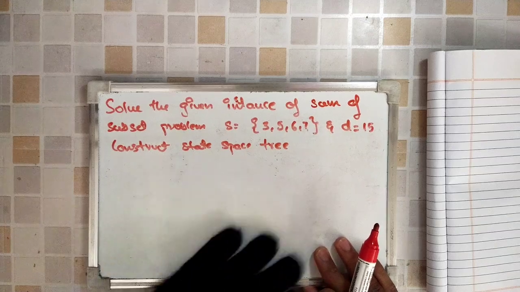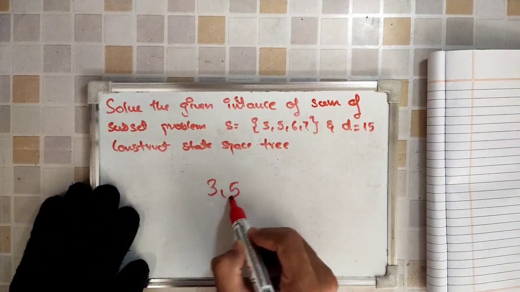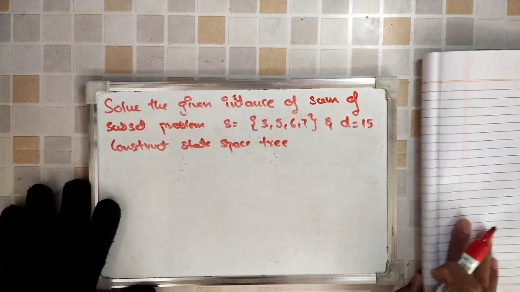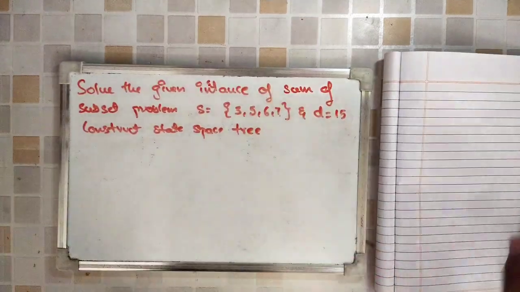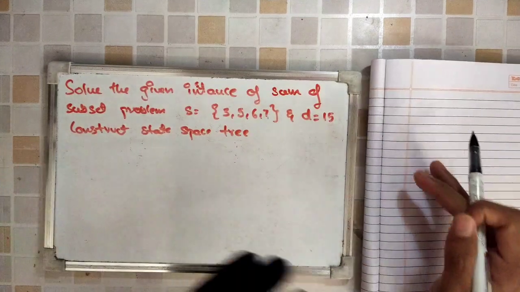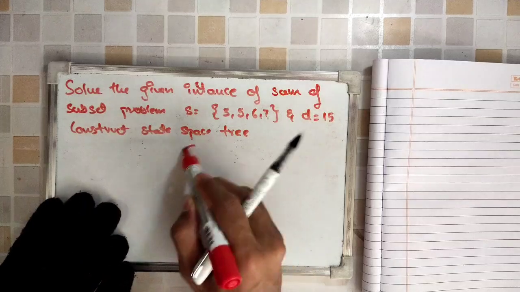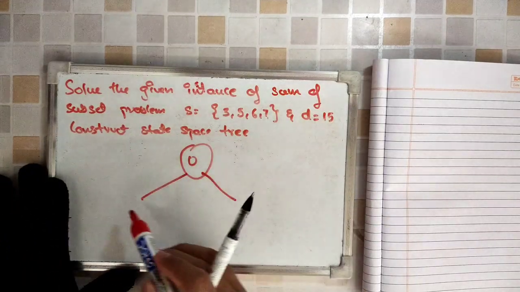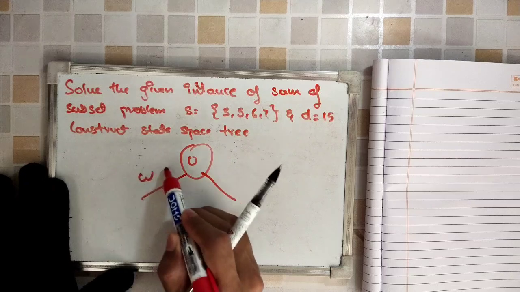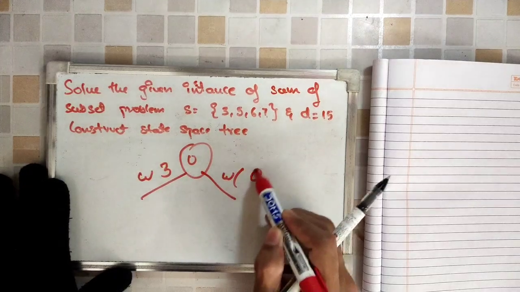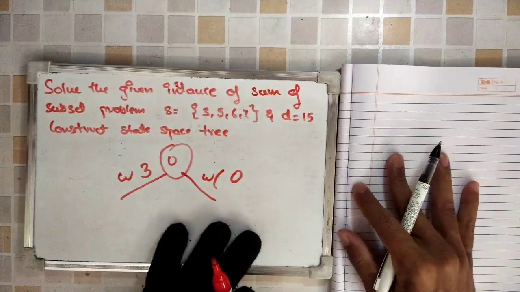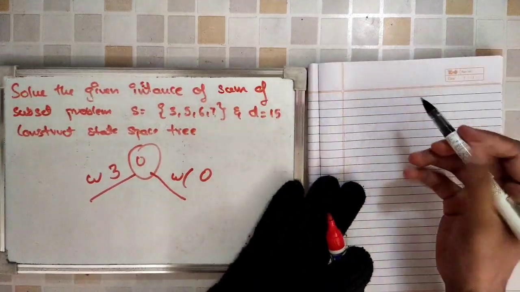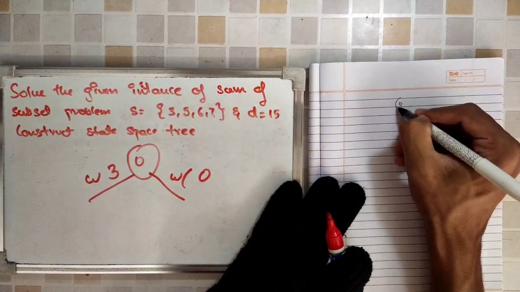Now initially we have 3, 5, 6, 7. See here, I will be doing it simultaneously. First, everything is 0, right? So now it is 0. Now I will take 2 values. Here I will do with 3, and here without 3. Let me just write it here. Okay, now it's proper. So here first is 0.